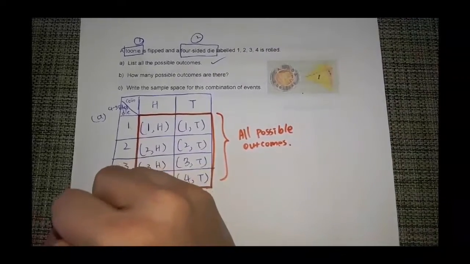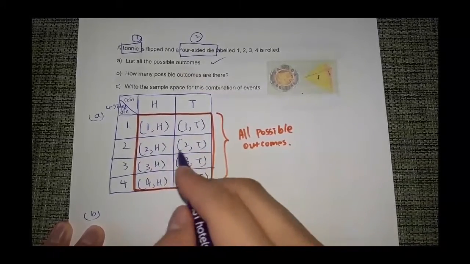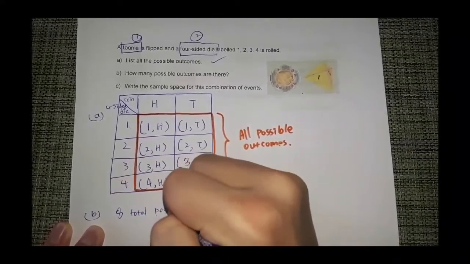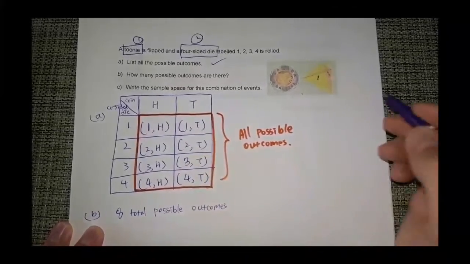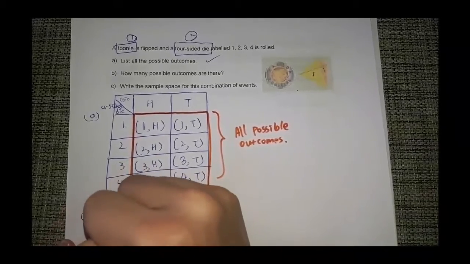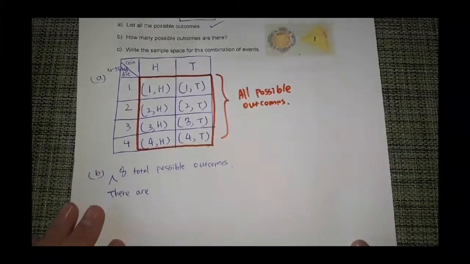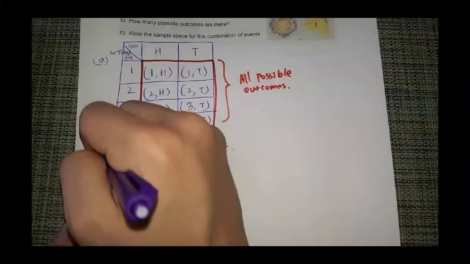B. How many possible outcomes are there? Well, why don't we count it? We have 1, 2, 3, 4, 5, 6, 7, 8. We have 8 total possible outcomes here. There are, if you actually put everything, you should better start with, there are 8 total possible outcomes.